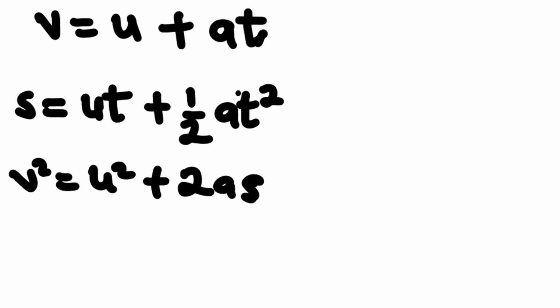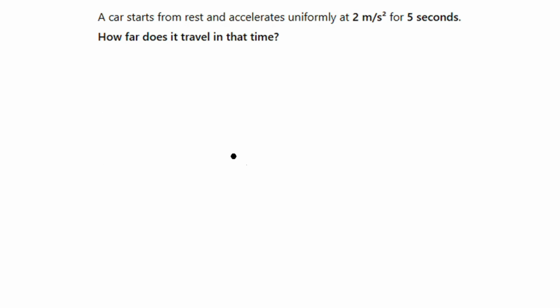These are the three equations that we had to explain in the previous sessions, and then we understand what each term means, right? So we are going to use them mostly to solve questions in this section. So let's look at the first question. The first question is saying that a car starts from rest and accelerates uniformly at 2 meters per second squared for 5 seconds. How far does it travel in that time?